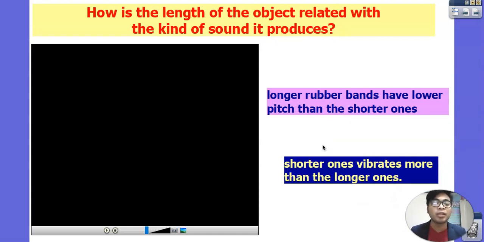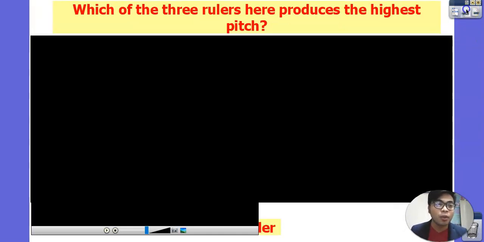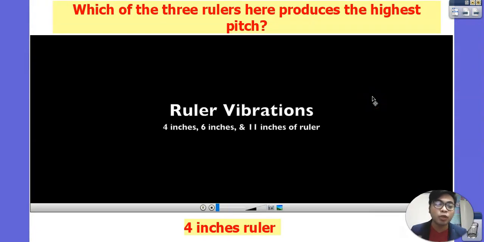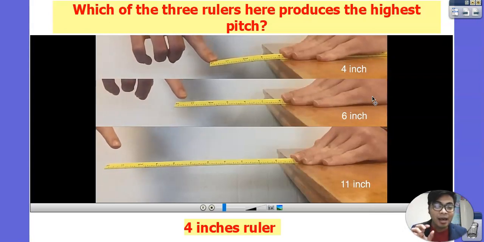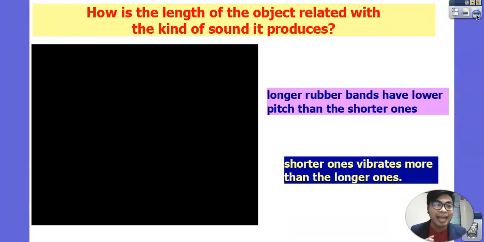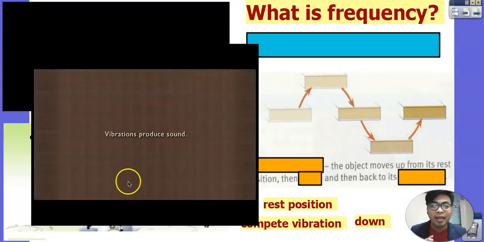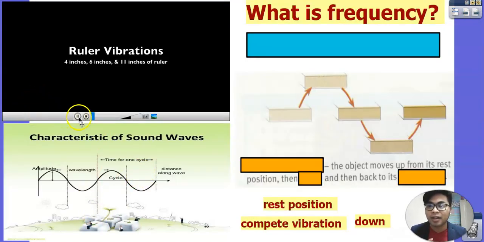So the same thing with the ruler that I have shown to you a while ago. So why is it a 4 inches ruler? Because the shorter its length, the higher is the pitch. This shows that if the wavelengths tend to be closer with each other, what will happen is the pitch of the object or the sound will become really high. Okay, so just take a look with the ruler right over here.